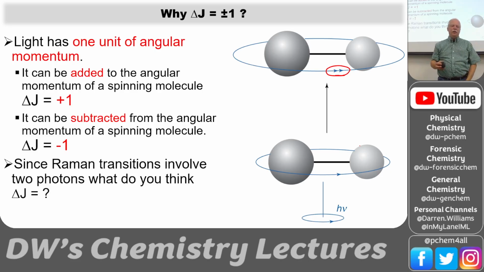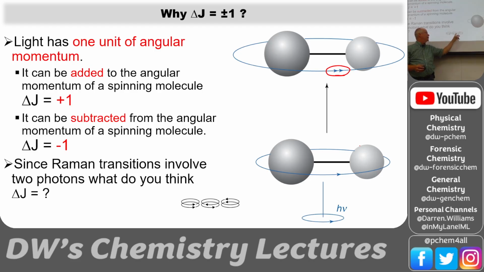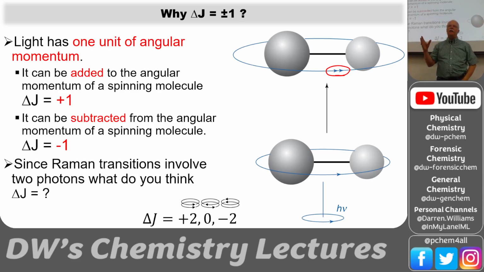And since Raman transitions involve 2 photons, what do you think the delta J selection rules are for Raman spectroscopy? Yeah, plus or minus 2 and 0. So they can be in the same direction, they can be in opposite directions, or they can be in the reverse direction. And so this would be plus 2, 0, and minus 2. So it's not just plus or minus 2. Scattering is also possible with Rayleigh scattering. So Raman is the plus or minus 2, and Rayleigh scattering is the 0.